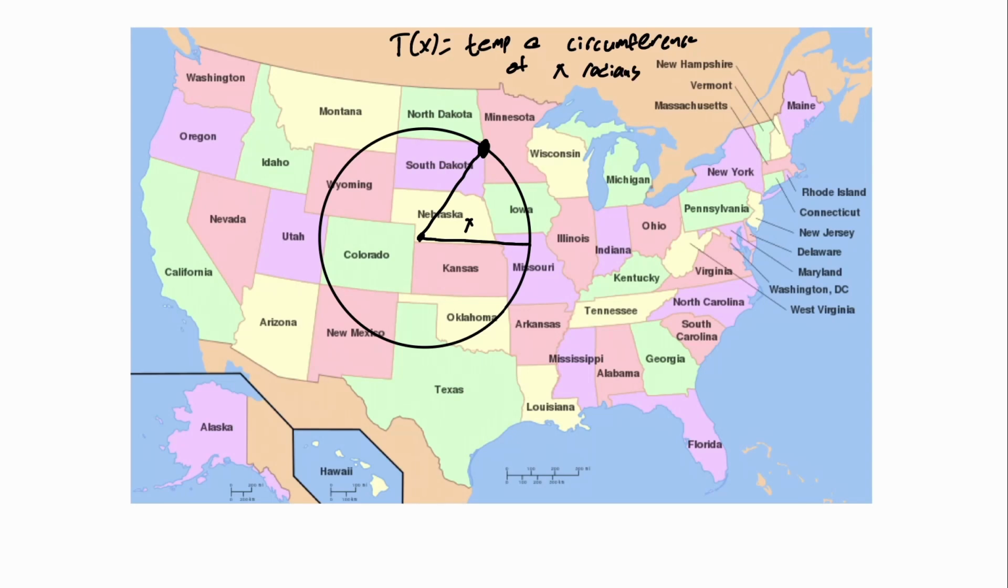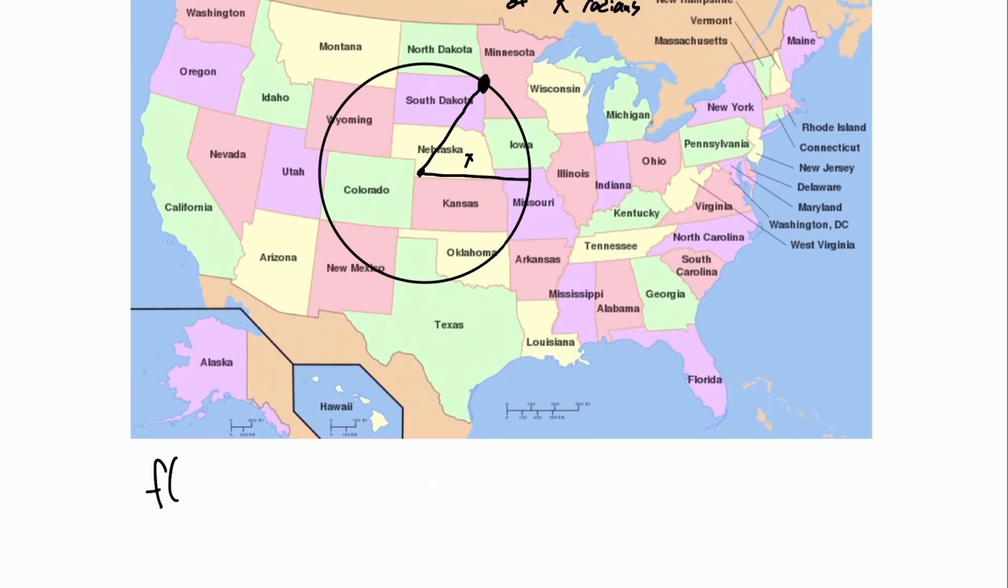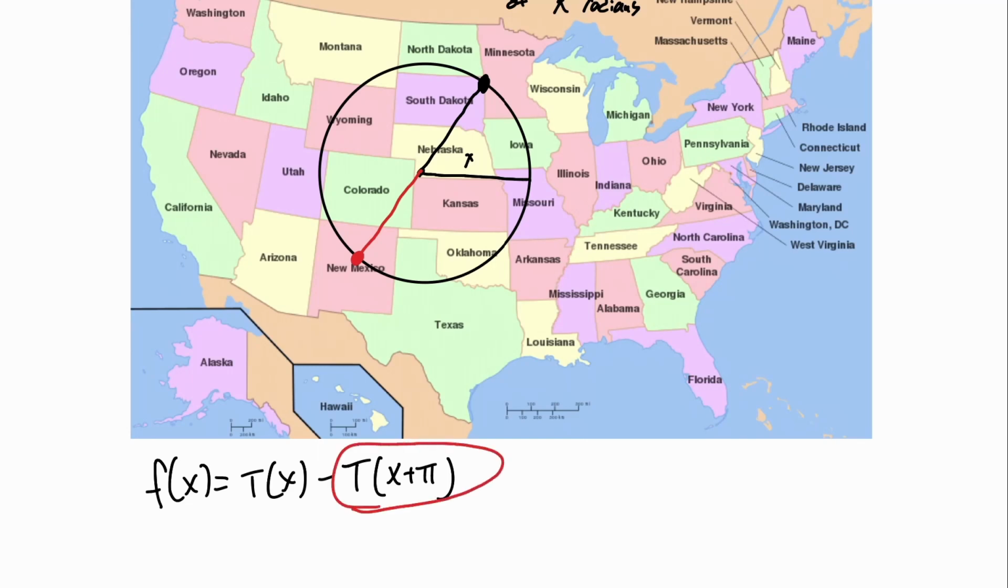We're going to define a new function called f(x), which is just T(x) minus T(x plus pi). Okay, why x plus pi? Well, if we take an angle measure of x radians here, if we add pi radians to it, that's going to give us this point on the opposite side. We're concerned about points on opposite sides, so we're defining this T(x plus pi). This just tells us the temperature at the opposite side of the circle.